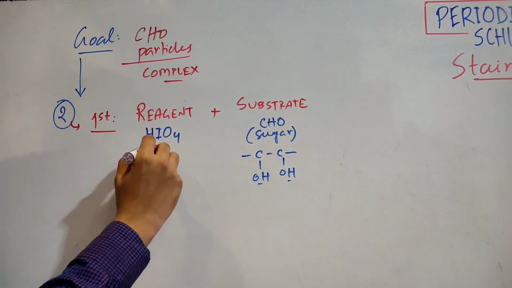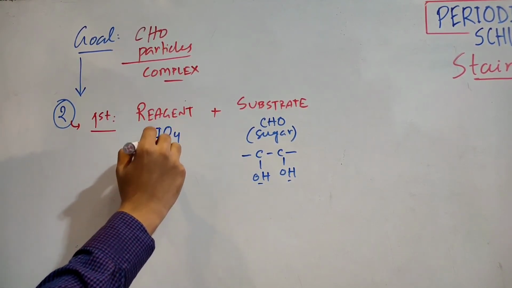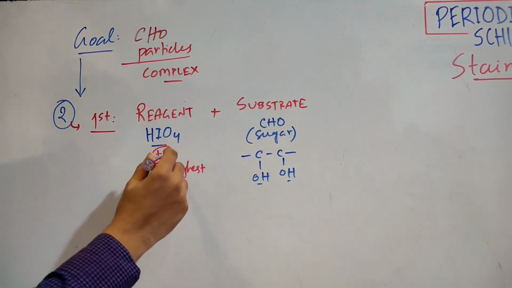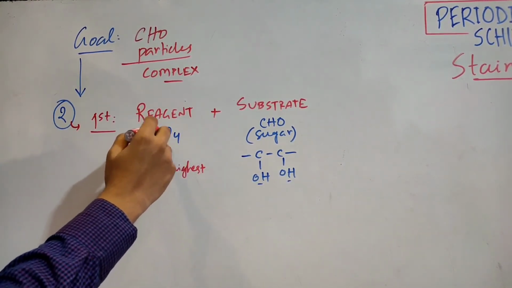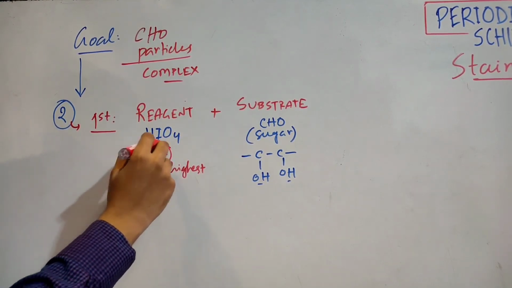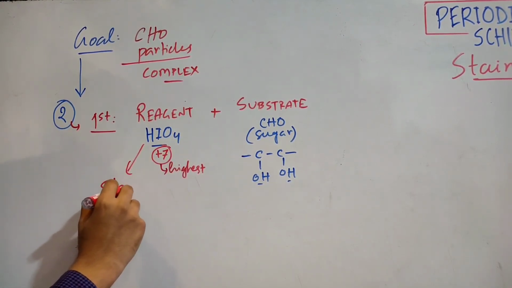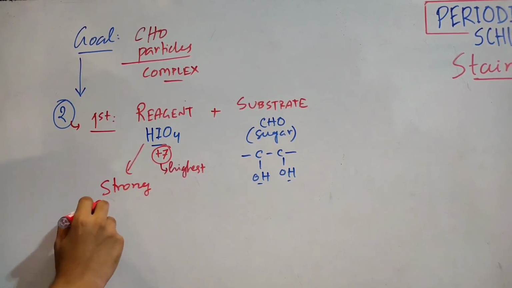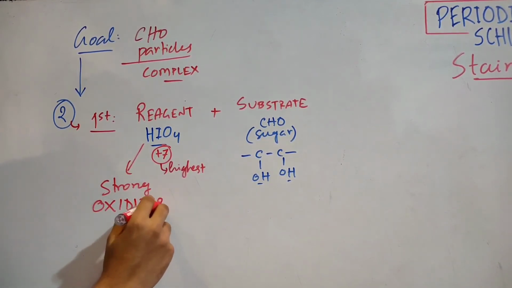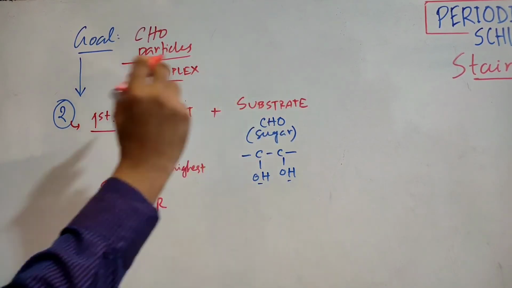Well, as I said, the periodic acid here, the oxidation state for iodine is +7. That means the periodic acid or the iodine cannot be further oxidized. So that's why this has to be a very strong oxidizer. Periodic acid is a very strong oxidizer, and it will oxidize the sugar.